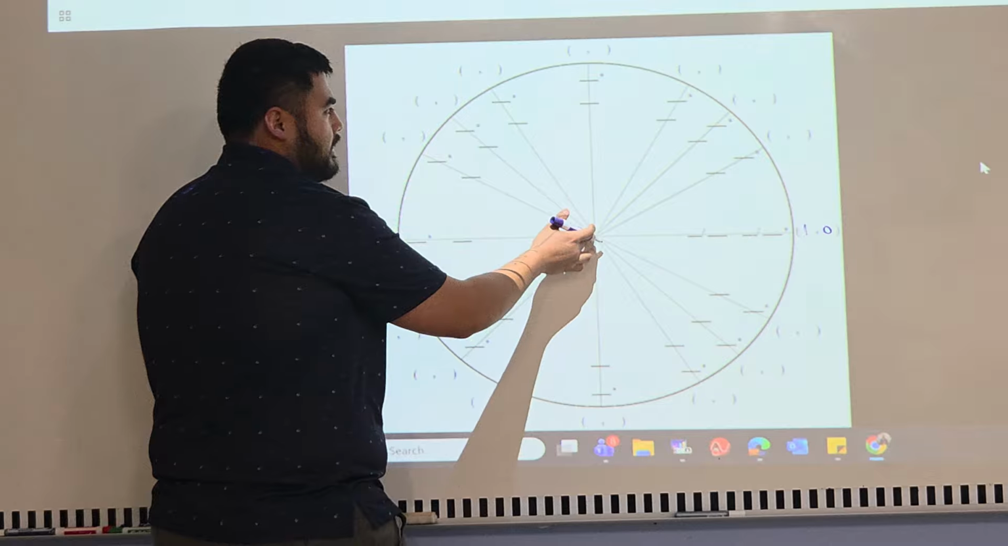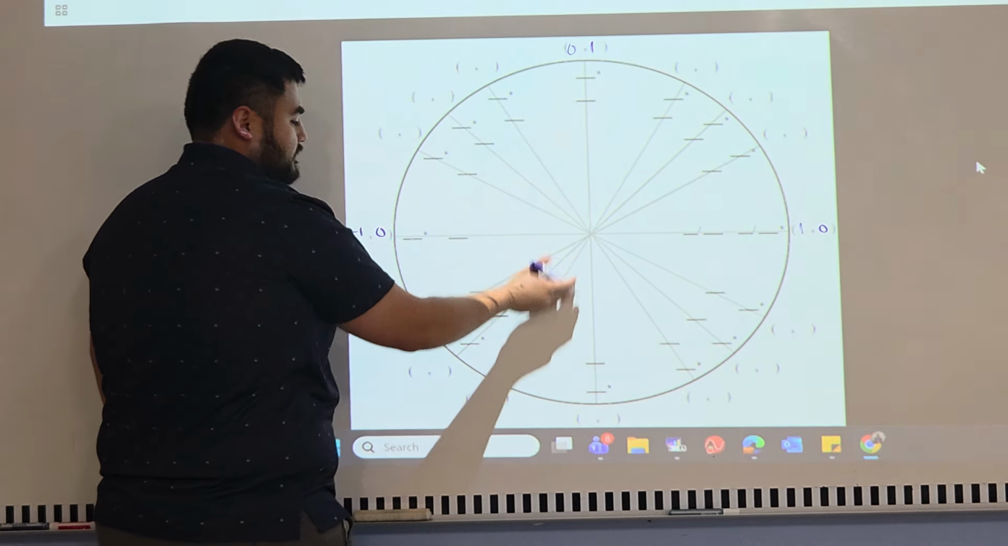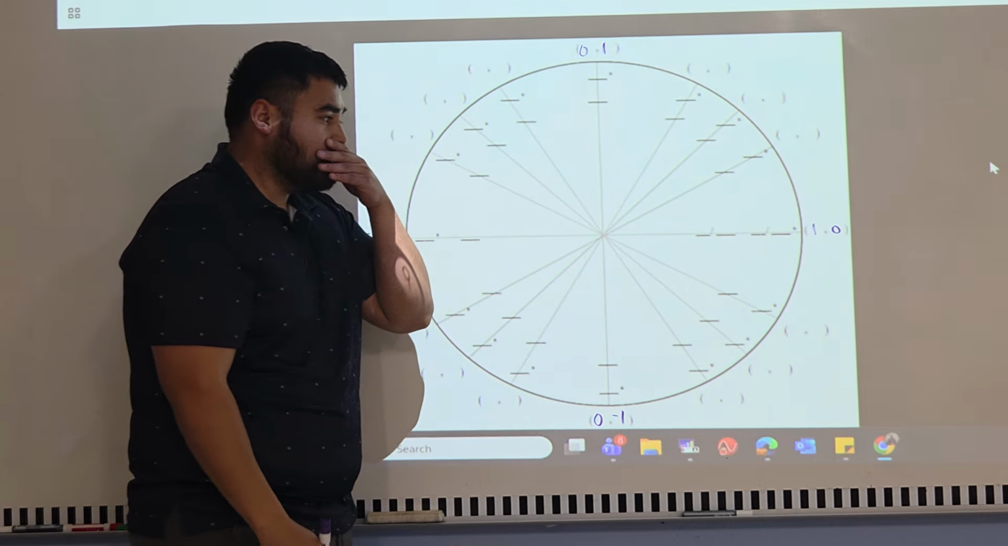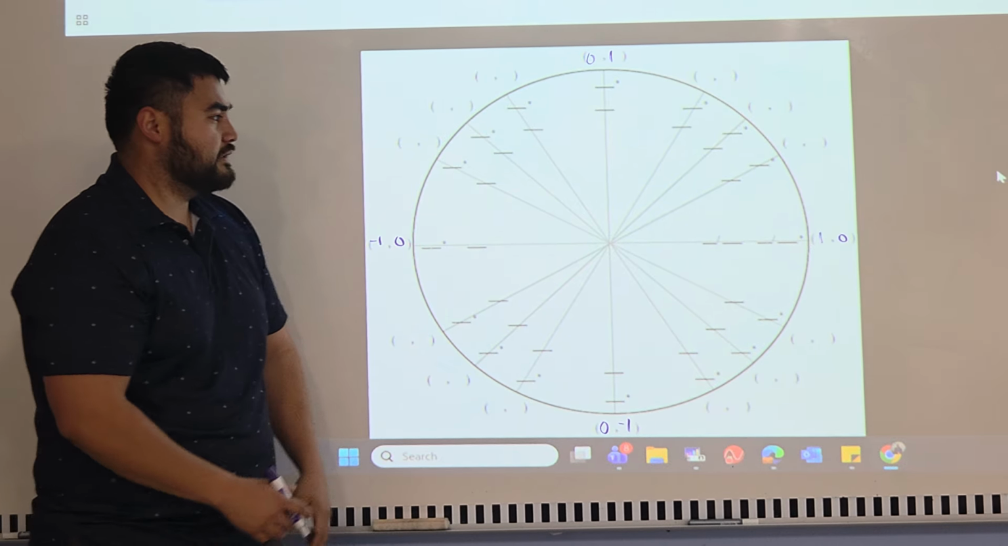Then upward, the y is gonna change. So then you're gonna have 0, comma 1 because y upward is positive. Going down here, 0, comma negative 1 for the y. And we already assured that we have a unit circle, right?